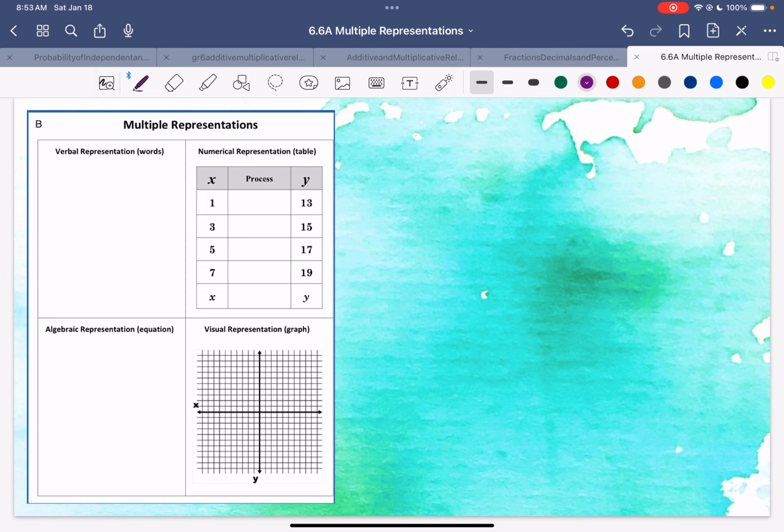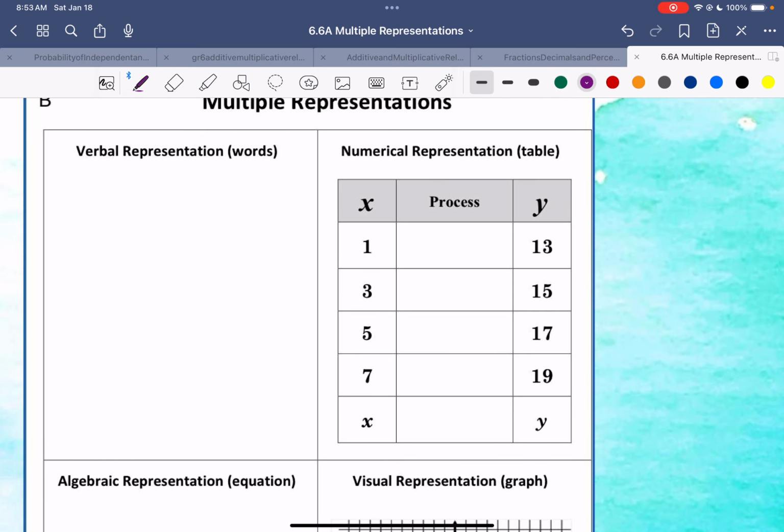So I'm going to start with the table because that's tends to be where kids really do well, because you've been doing tables since 5th grade. How does 1 become 13? Well, you could add 12. So I'm going to start with add 12. It would have to work all the way through for this to be the process. So I'm going to check it. Does 3 plus 12 give you 15? It does. 5 plus 12 give you 17?